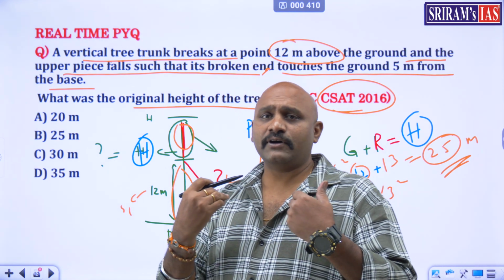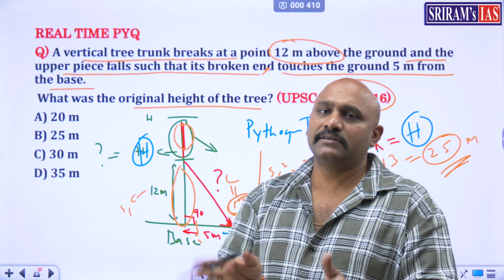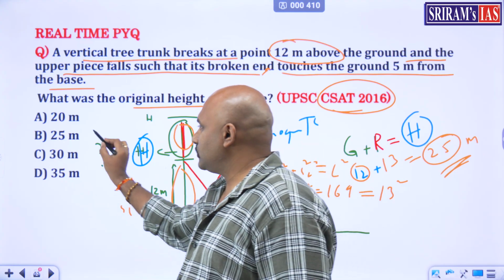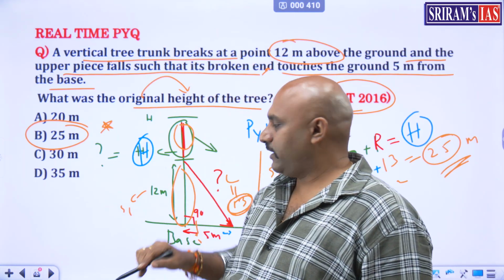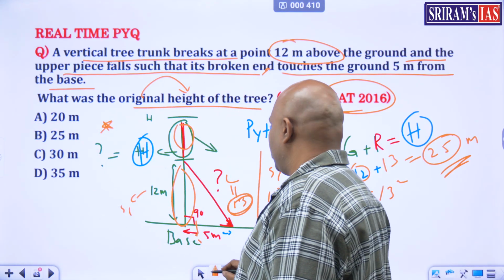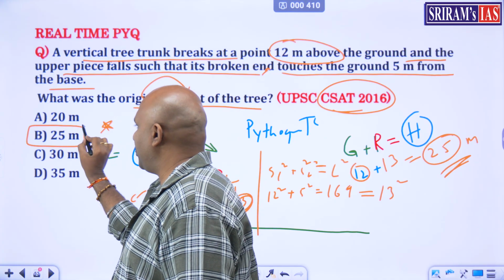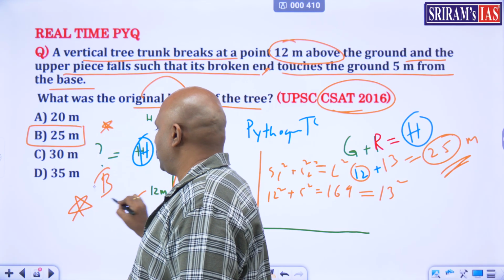Like this, we can solve a simple UPSC question using basic Pythagoras theorem, which we learn in 7th or 8th class. As simple as this. The answer is 25 meters because the question is, what is the original height? The answer is 25 meters. Keep that in mind. So the answer is option B.